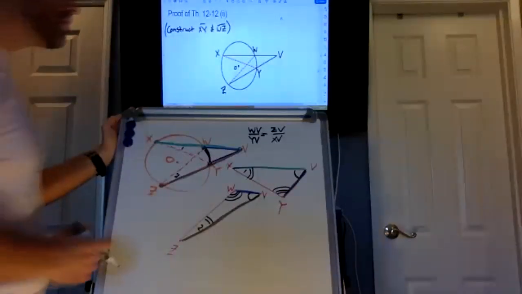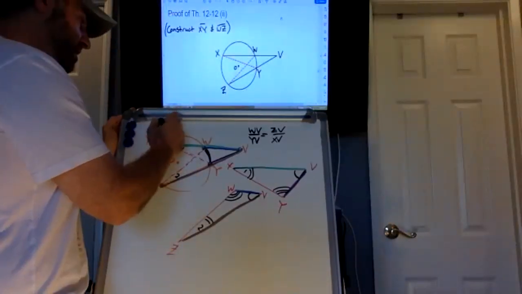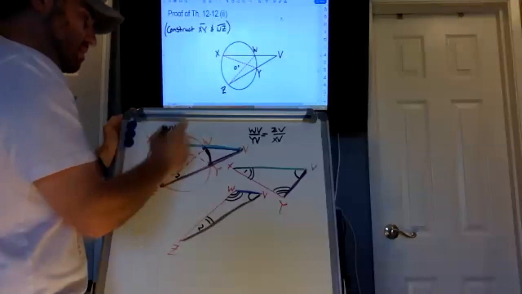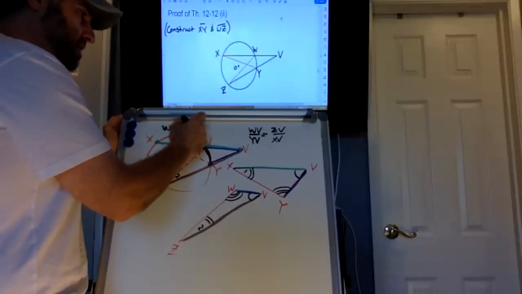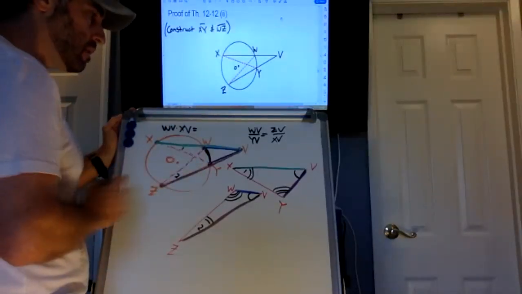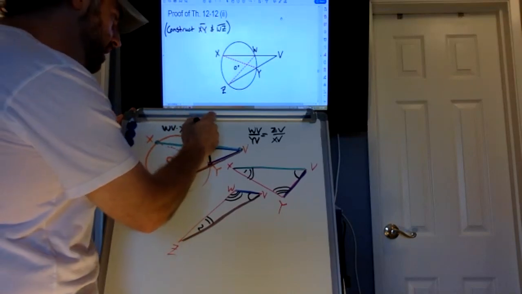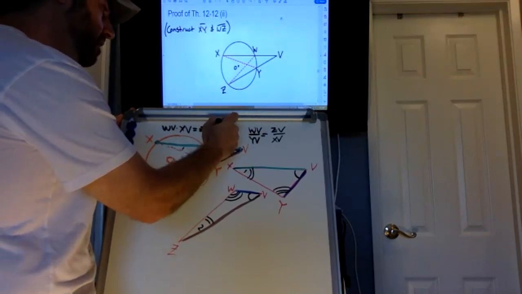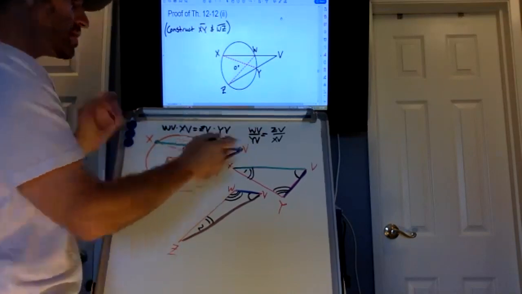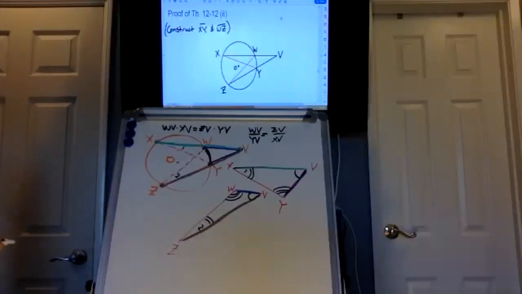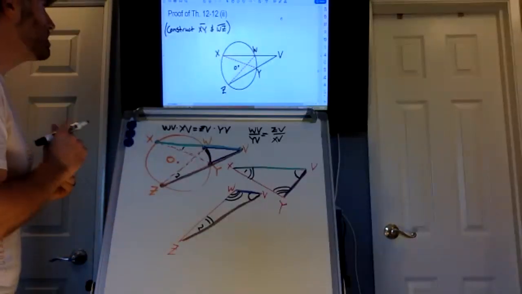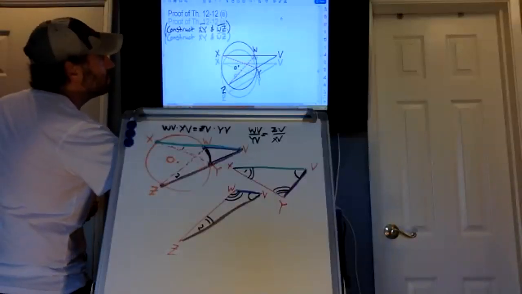And then we'll use the cross products property. So we'll say that WV times XV is equal to ZV times YV. And that's just the cross products property. I just cross multiplied, all right? And that's it, you're done with the proof. Now, why did the proof look more complicated? Well, because they labeled these in up above.